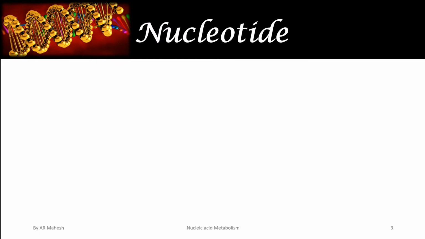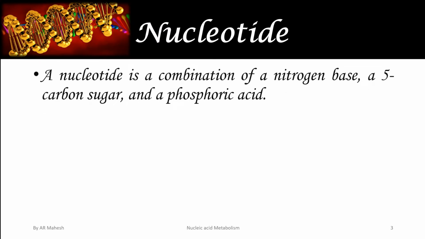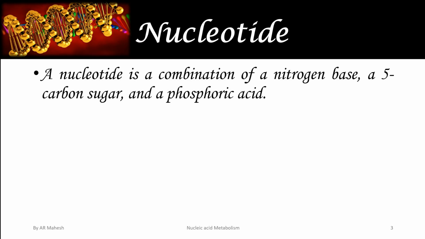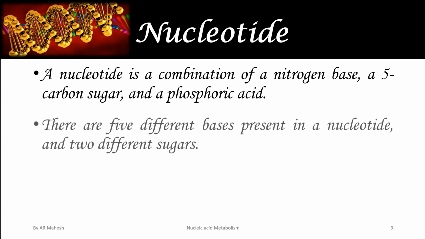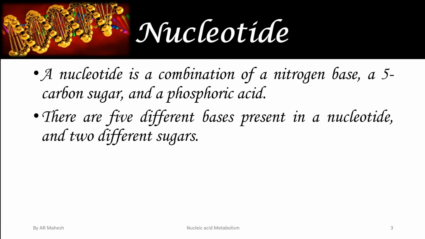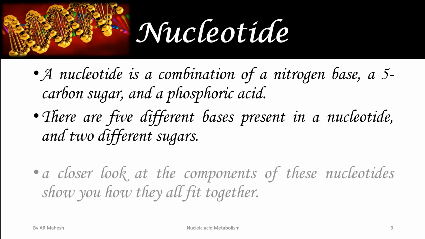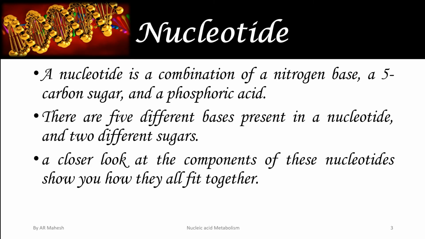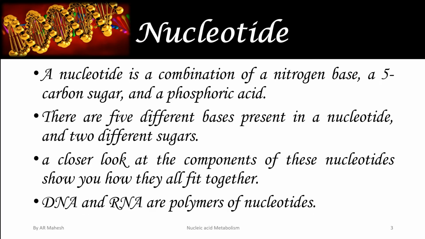Coming to the definition of a nucleotide, what is a nucleotide? It is a combination of nitrogen bases, a 5-carbon sugar, and a phosphoric acid. Nitrogen bases include purine and pyrimidine bases. There are 5 different bases present in nucleotides, and there are 2 different sugars. A closer look at the components of these nucleotides shows you how they all fit together. DNA and RNA are the polymers of nucleotides.